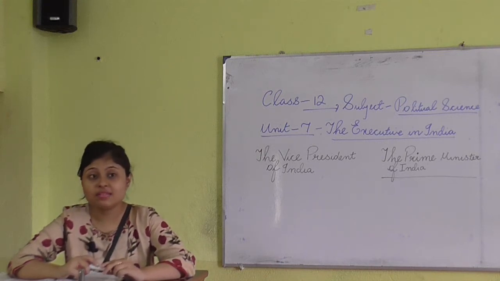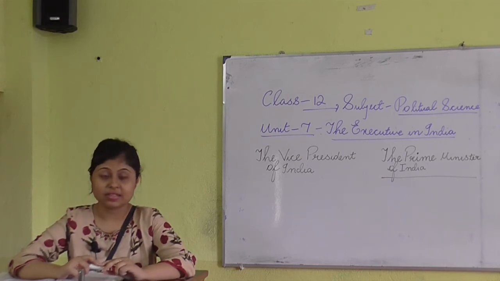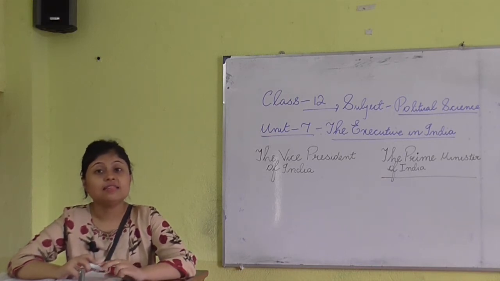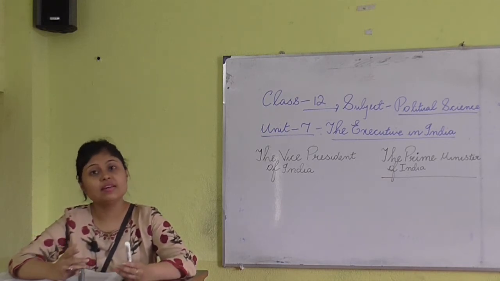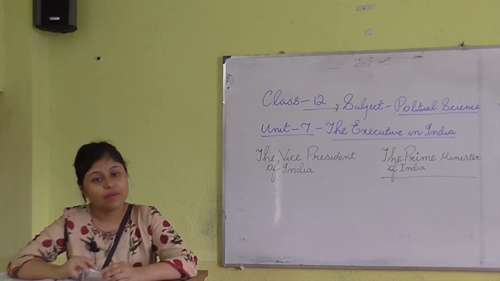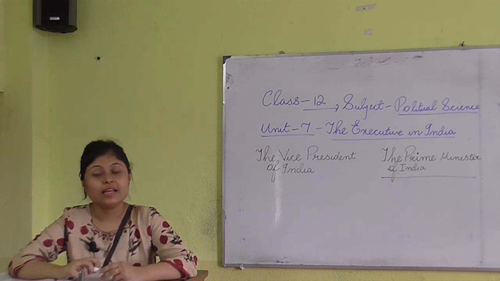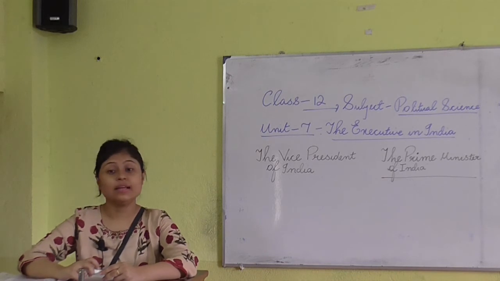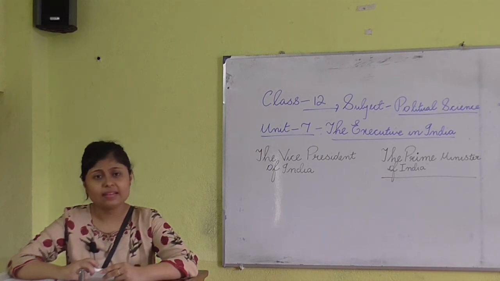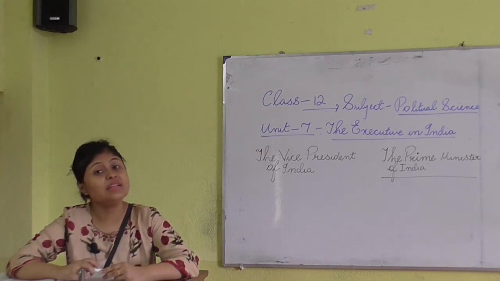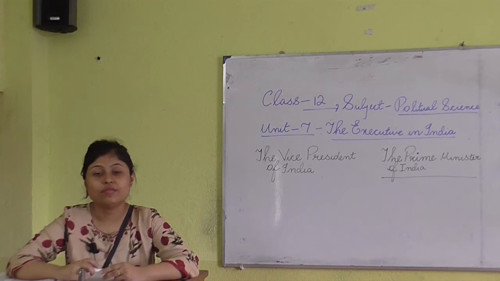that the Prime Minister is the head of the government. The Prime Minister is the real executive authority. The Prime Minister is the de facto executive. Like the President is the head of the state, but the Prime Minister is the head of the government. So we will study about the Prime Minister. The President appoints the Prime Minister, and the Prime Minister appoints other ministers on the advice of the President.